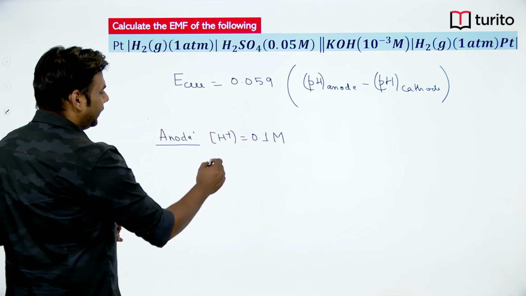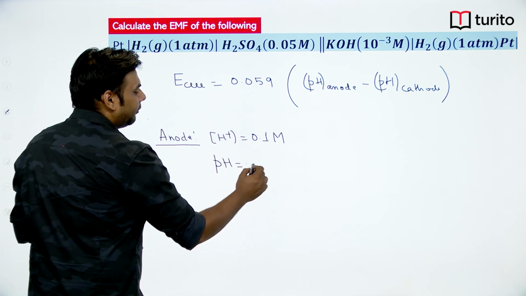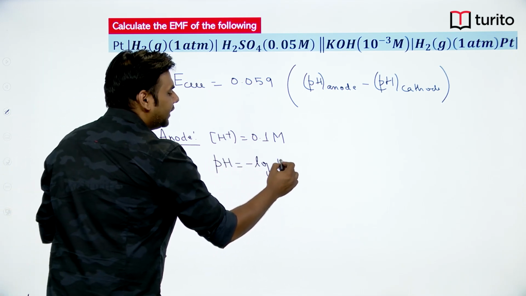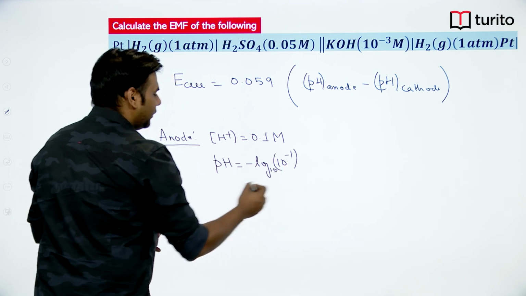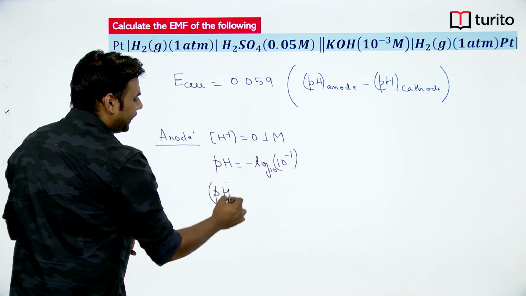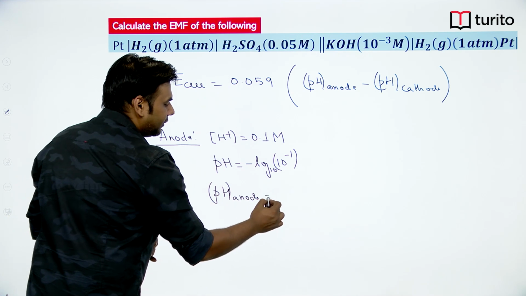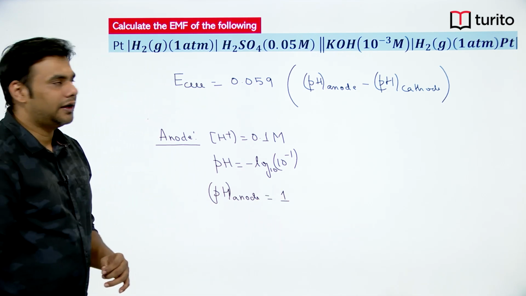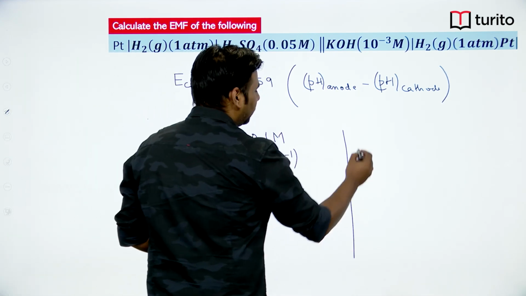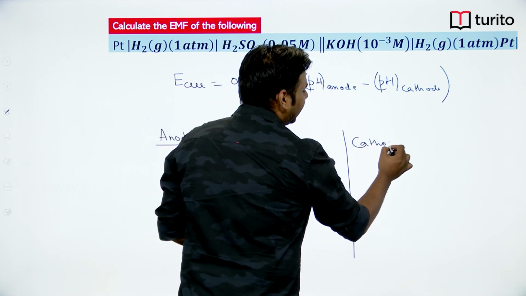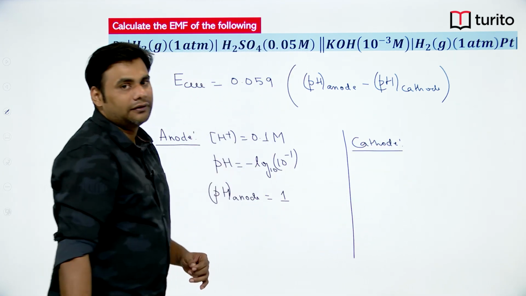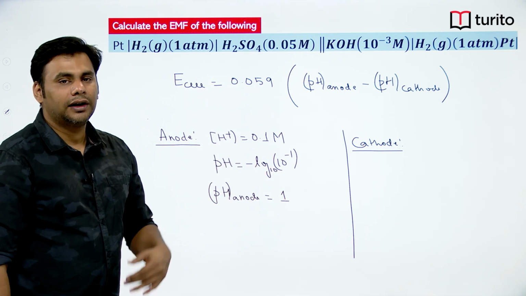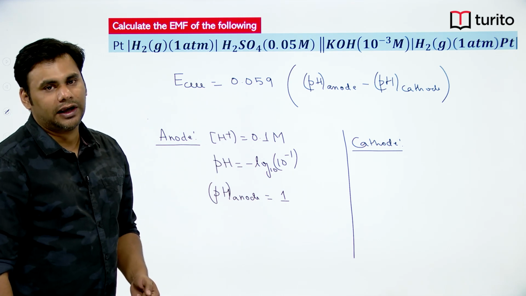So the pH would be minus log of 10 raised to minus 1, base 10. So pH at anode I can write as 1. Now let us look at the pH at cathode. We know that at cathode we are having OH negative. KOH is a strong electrolyte, it would dissociate into OH negative and K plus.